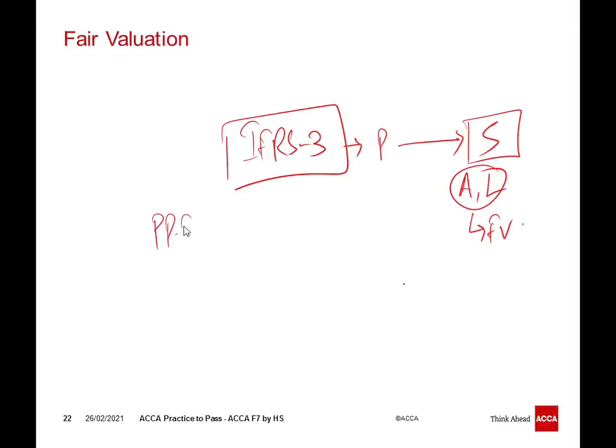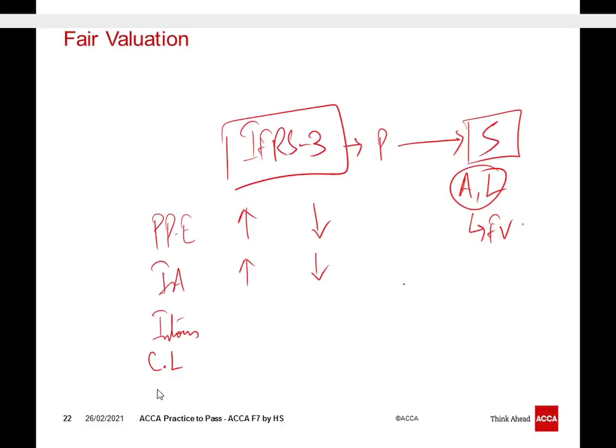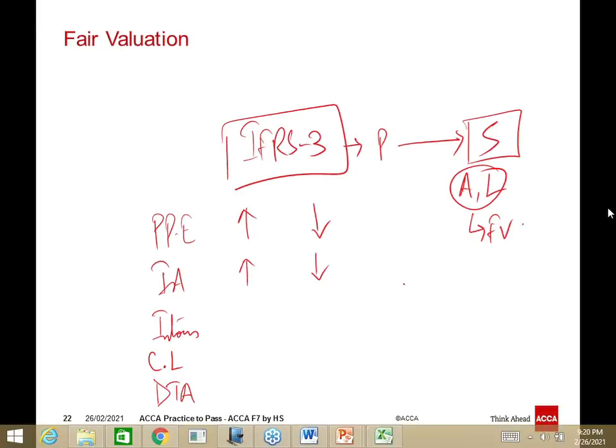So there could be a fair valuation adjustment in property, plant and equipment, which could be upward or downward revaluation. There could be a fair valuation adjustment in intangible assets, in inventories, in contingent liability, and of deferred tax. That's it.